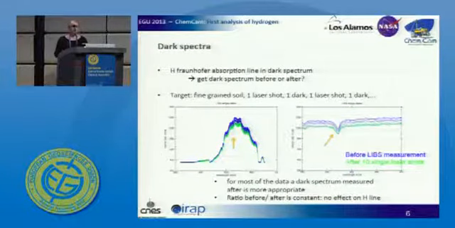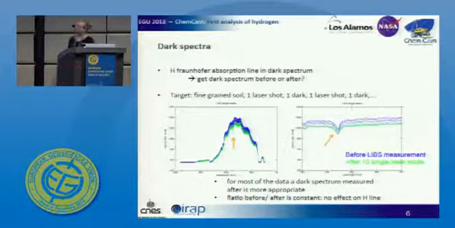So the dark spectra are very important for the hydrogen line because of this hydrogen Fraunhofer absorption line due to the solar spectrum. And we wondered whether it's better to get the dark spectrum before or after the LIBS analysis. So what we did is a special sequence on a fine-grained soil. We did one laser shot, one dark, one laser, one dark, 10 times. And you can see the results plotted here from blue to green, 10 times.